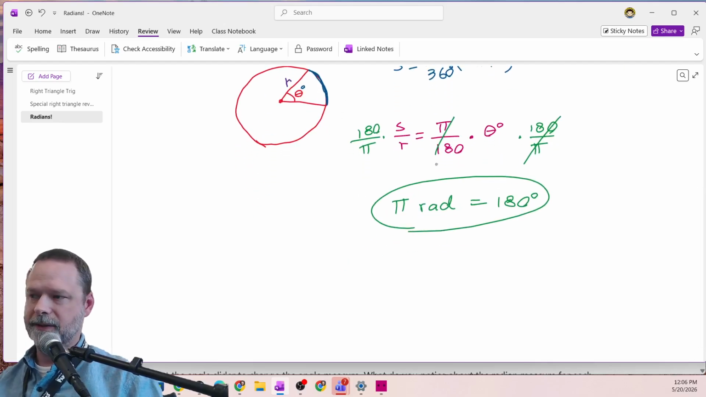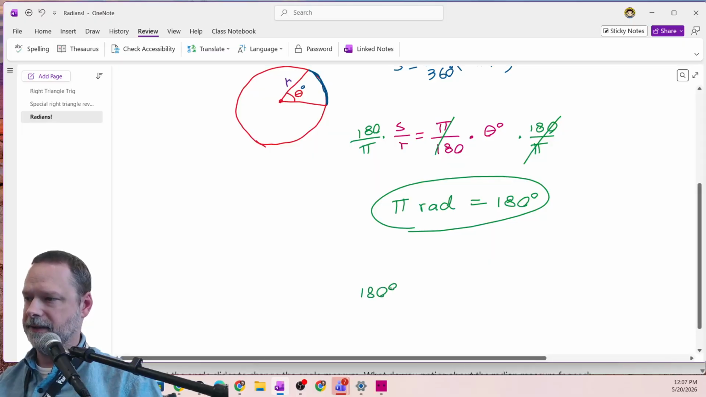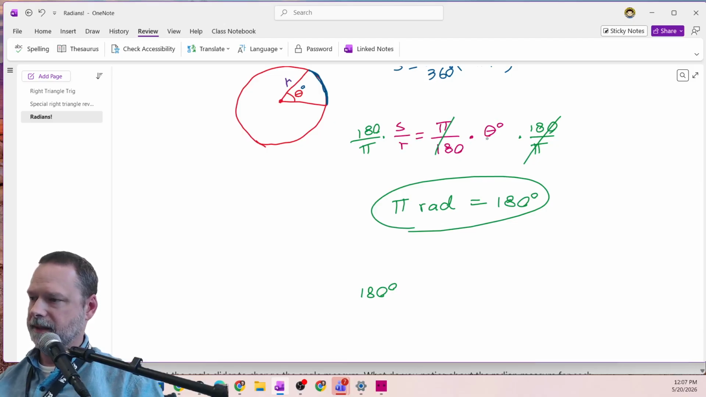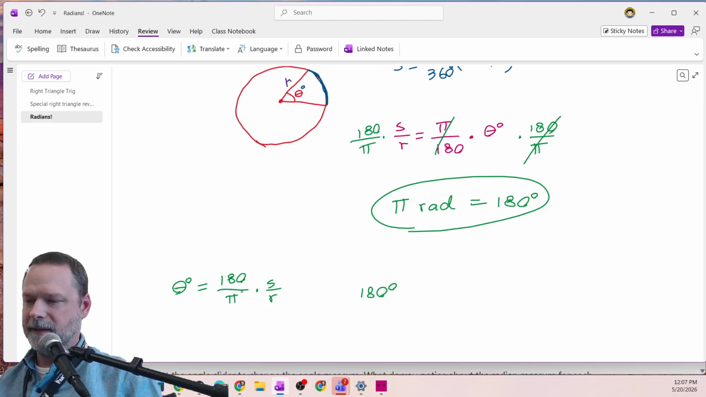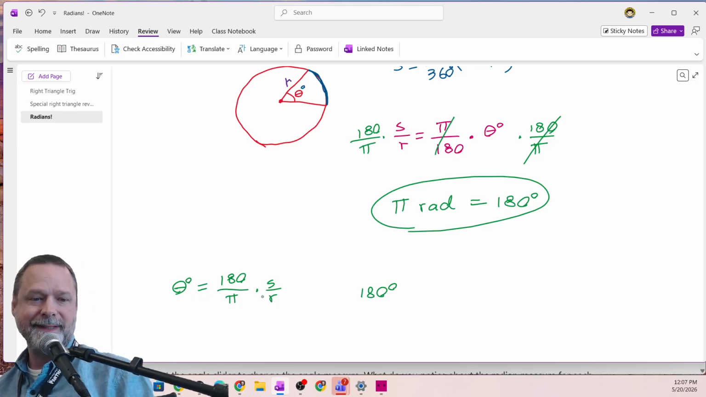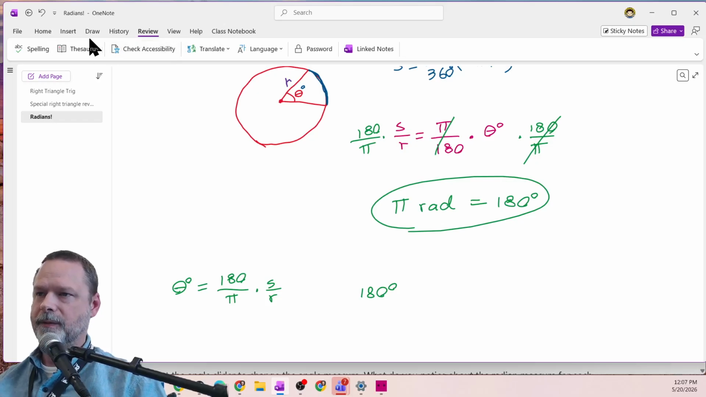So let's say, degrees to radians. I'll just do degrees to radians right now. If I have 180 degrees, I plug it in here. If I solve this for degrees, theta degrees equals 180 over pi times my radians. If I want to know what 180 degrees is in radians, what would you do?